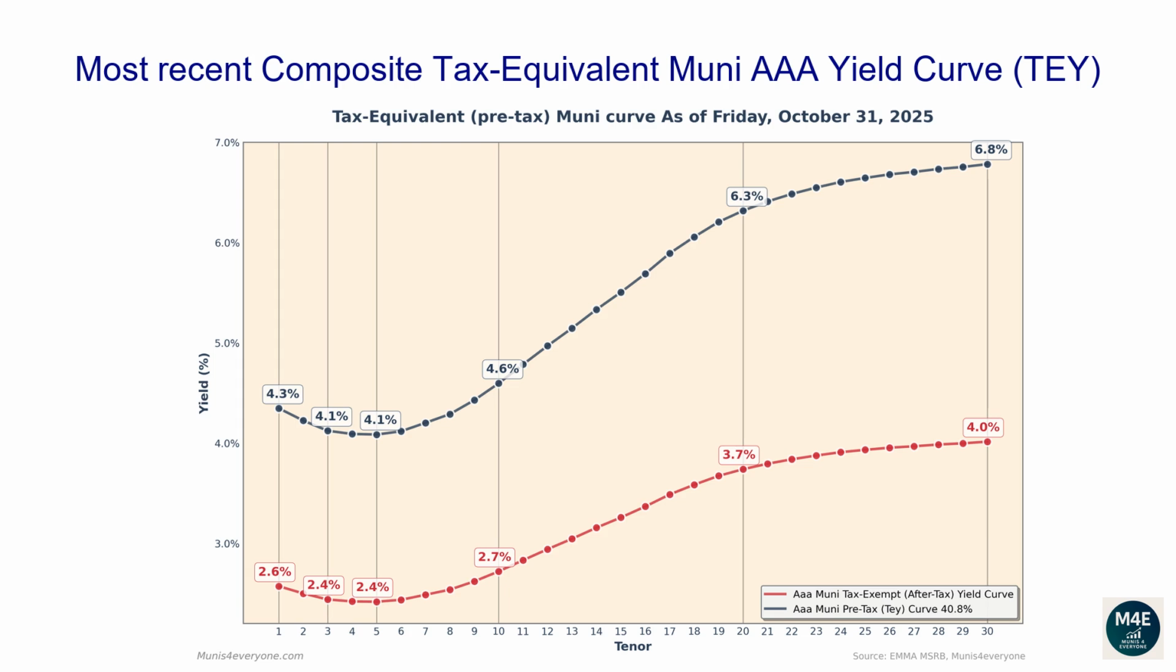The one-year tax-exempt yield is 2.57%, corresponding to a 4.34% tax-equivalent yield for investors in the top tax bracket. The two-year tax-equivalent yield is 4.23%. The 5-year tax-equivalent yield is 4.09%. The 10-year tax-equivalent yield is 4.6%. The 20-year tax-equivalent yield is 6.32%. The 30-year tax-equivalent yield is 6.78%.